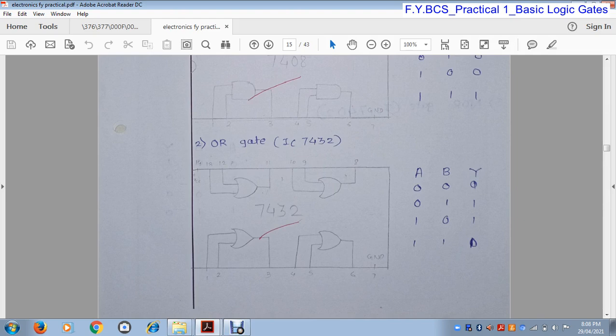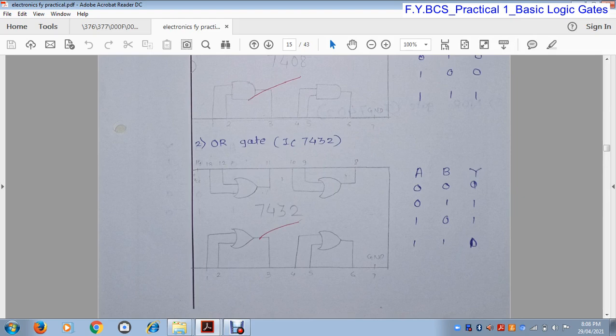So we provide the power supply to this IC at pin number 14. We know that the OR gate performs the addition operation. Here the truth table of the OR gate is given, where A and B are the inputs and Y is the output.